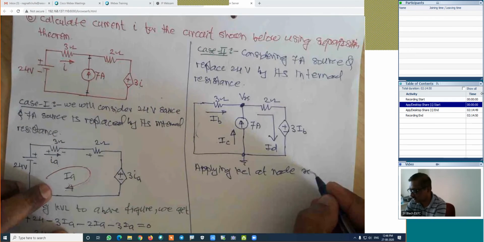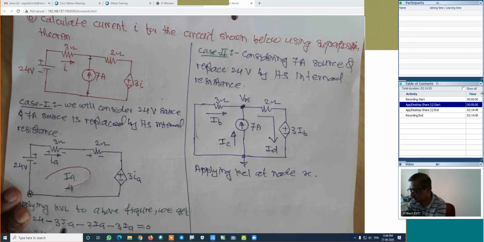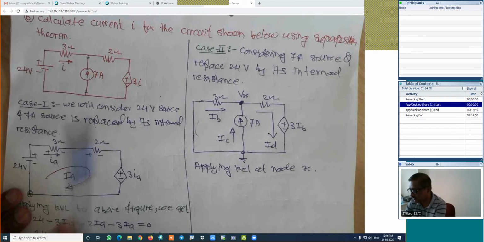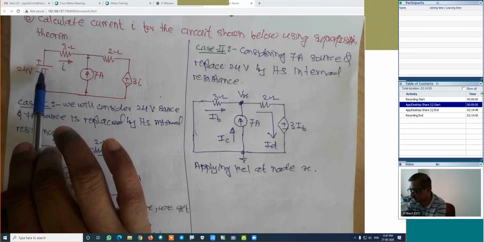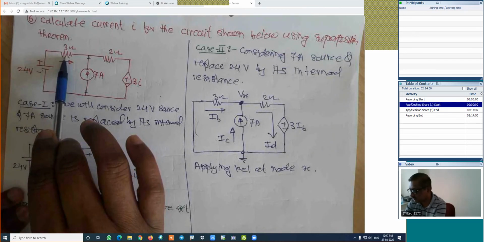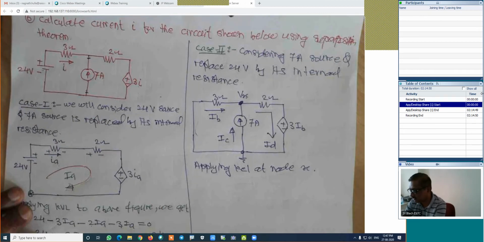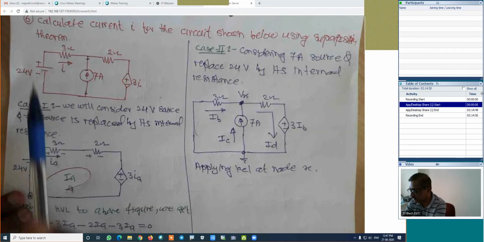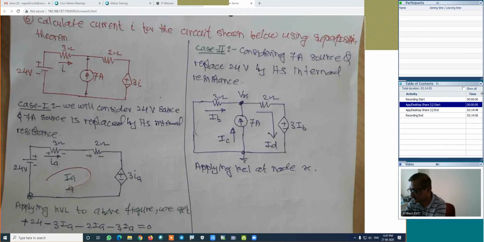Means what I am trying to say, calculate current in the required branch by using any method. Previously we used the reduction method. You can use the mesh analysis. You can use the nodal analysis. You can use any other method you are aware of. But consider only one source at a time and calculate its current. Are you getting me? This is the philosophy in case of the superposition theorem. What does the philosophy of the superposition theorem say? Consider only one source at a time, calculate its current, and depending on the direction, add it or subtract it.